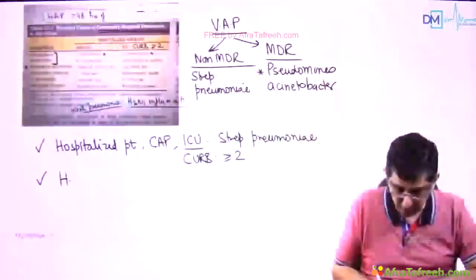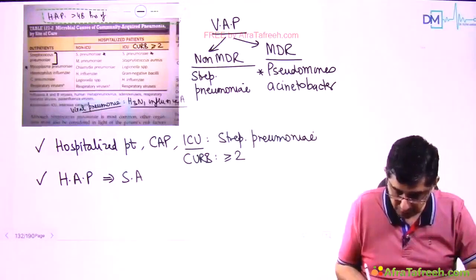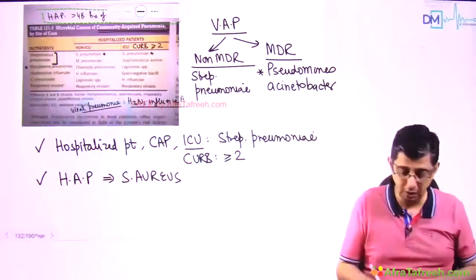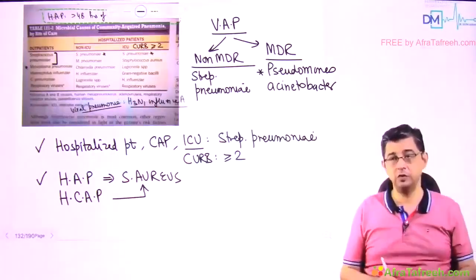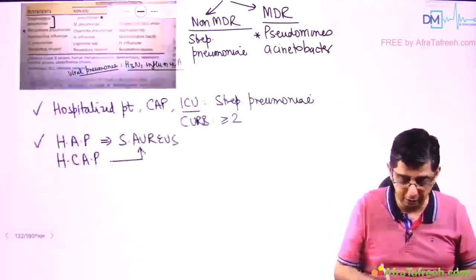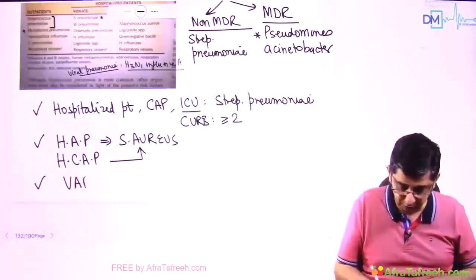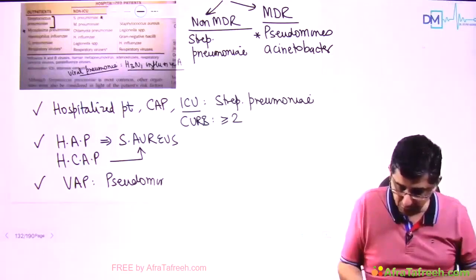But if he begins the MCQ by saying hospital acquired pneumonia, then obviously the answer would be Staphylococcus aureus. Even if he says healthcare associated pneumonia, that is HCAP, it would be like a person who was admitted in my hospital for 4 hours for dialysis, but from the environment of the hospital he got infected. For ventilator associated pneumonia, if MDR and non-MDR is not given, then the answer should be Pseudomonas.